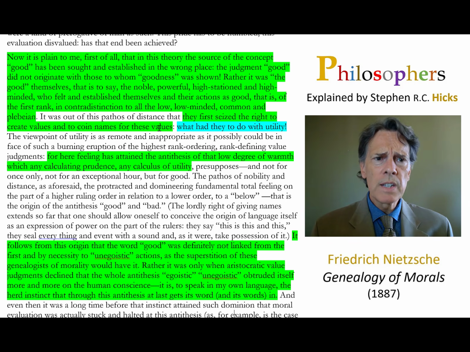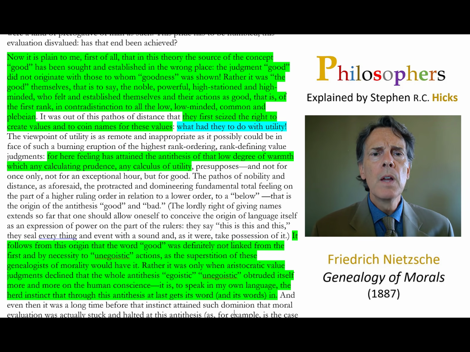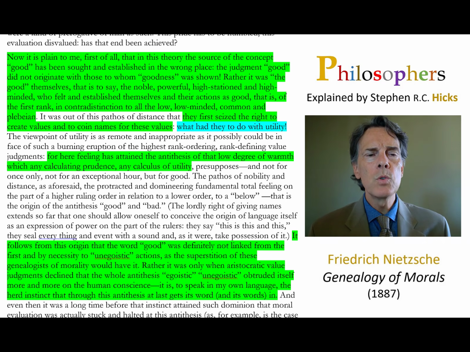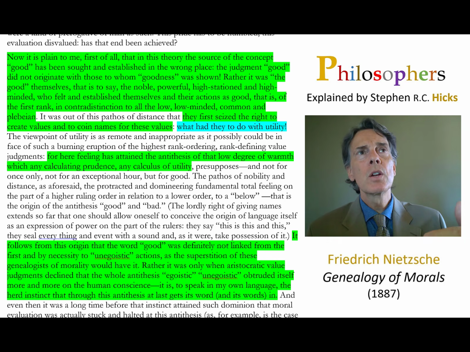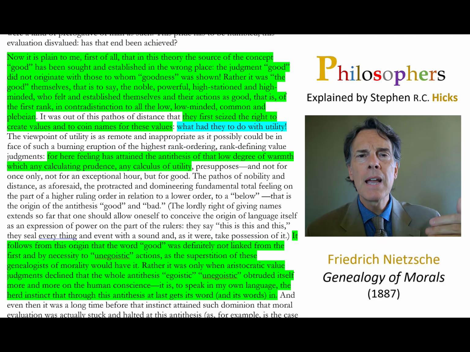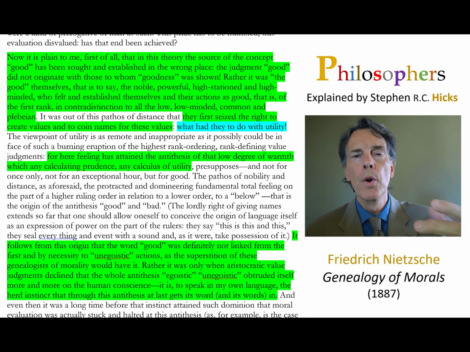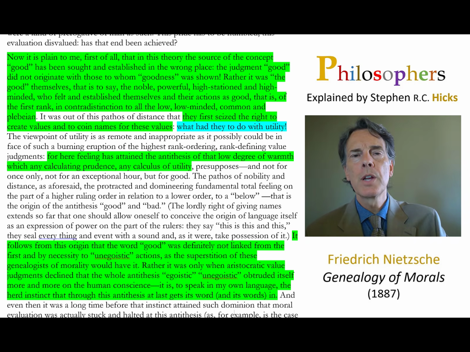Now, interestingly, he also says, it is out of this pathos of distance that they, that is to say the high-minded and stronger types of people, first seized the right to create values and to coin names for these values. What had they to do with utility? That's interesting. The suggestion seems to be, I'm not so much concerned with how useful things are in the world as I am with making my mark on the world, in part by means of the words, the coining of names, by establishing my standards on the world.